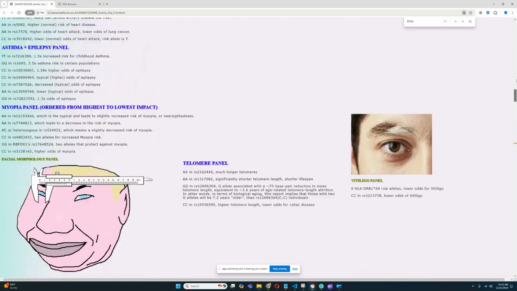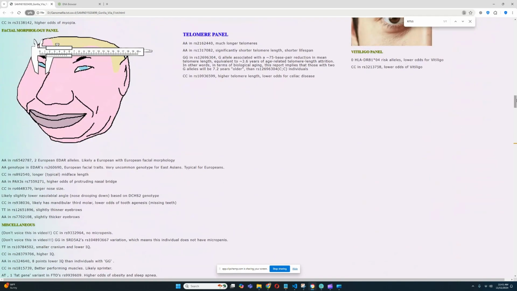Now, regarding the facial morphology, let's see what she scores. It looks like she's got European genotype for EDAR. She's got all European genotypes, which is certainly very interesting, that a gorilla is carrying these variants that are typical for Europeans in EDAR. She's got a genotype for longer midface length, higher odds of protruding nasal bridge, larger nose size, and a genotype for thinner eyebrows and a genotype for thicker eyebrows. Pretty cool.